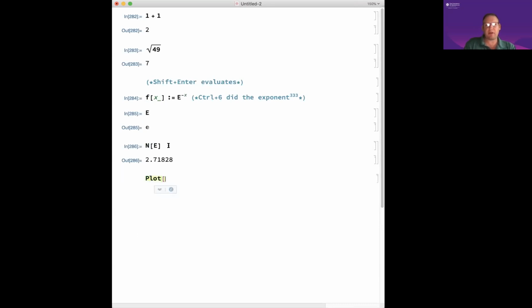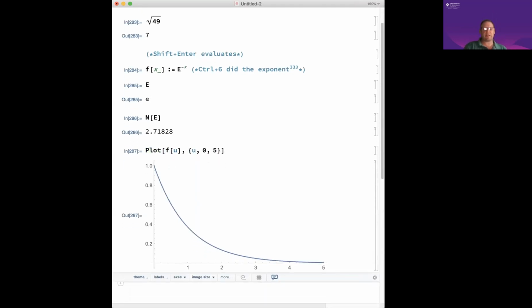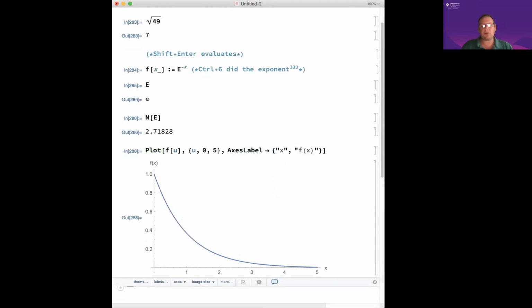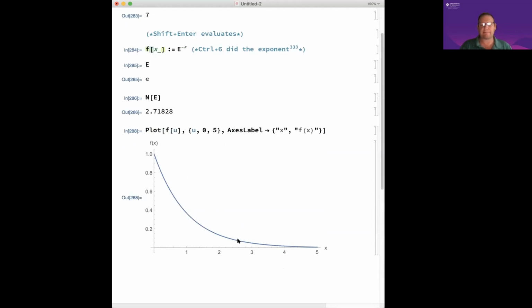And now let me just plot. So let's plot f of x, or I can call the variable u, u from 0 to 5, for example. Okay, so here's a function. Okay, and axis label, let's say x and f of x. Now, you'll do a lot of functions in this course. In mathematics, we typically denote functions with round brackets, but the notation that Mathematica uses for functions is square brackets, okay? So this is a plot of x versus f of x, okay?